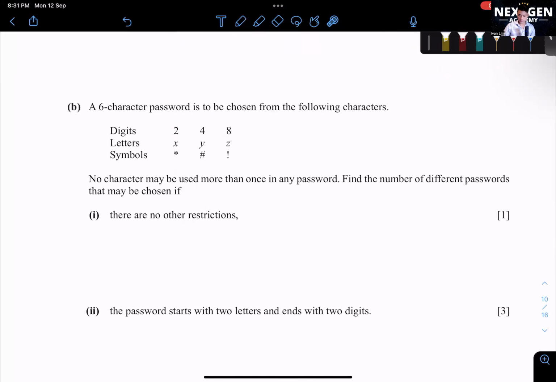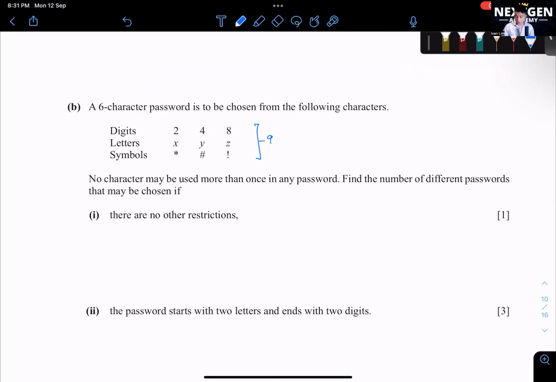All right, next one. A 6-character password is to be chosen from the following characters. So you have digits, letters, and symbols. No character may be used more than once in the password. Find the number of different passwords that may be chosen if there are no other restrictions. So how many options do I have here? 1, 2, 3, 4, 5, 6, 7, 8, 9. I have 9 options here.